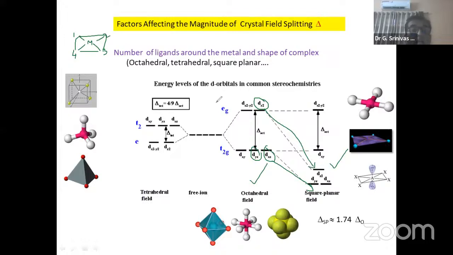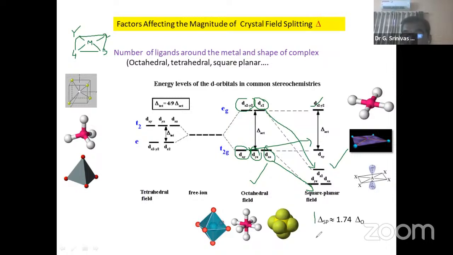Whereas the ligands 1, 2, 3 in the square planar complex are approaching from the y-axis and x-axis. So that's why the energy of dx square minus y square is increased generally or remains the same, whereas the dxy energy will also increase here. So that's why square planar splitting occurs.